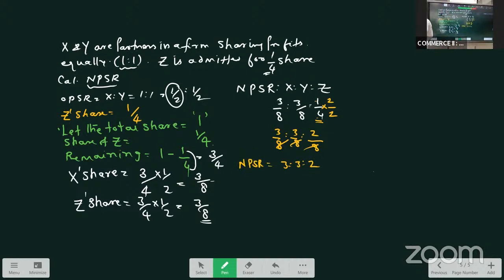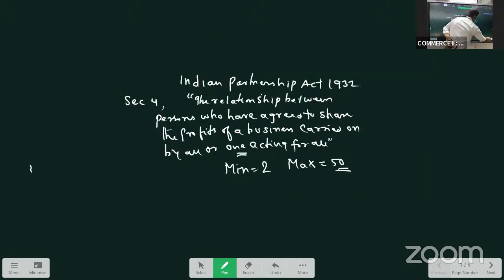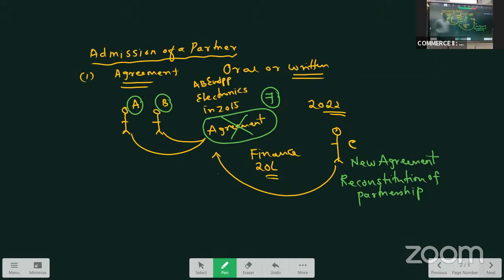Okay. Now we actually were discussing what are the changes to be made when a partner is admitted. We are actually discussing the topic admission of a partner. Whenever a partner is admitted, what are the adjustments to be done in the books of account of the firm? That is what we are discussing. So as a first step, I told you, there has to be a change in profit sharing ratio, which we learned just now. Okay.